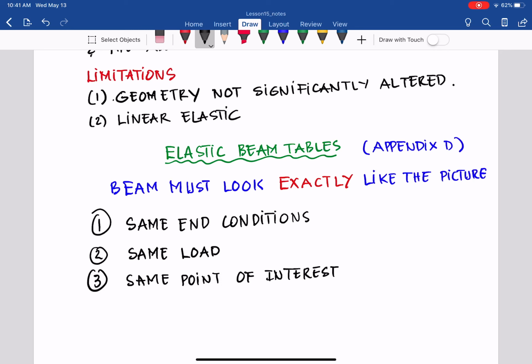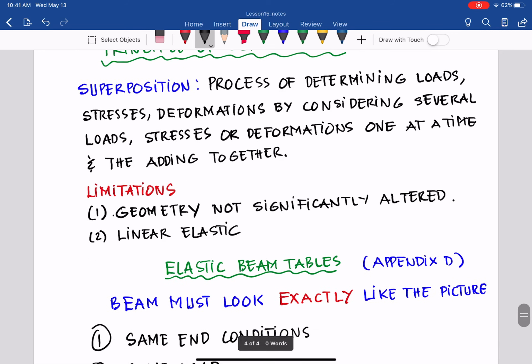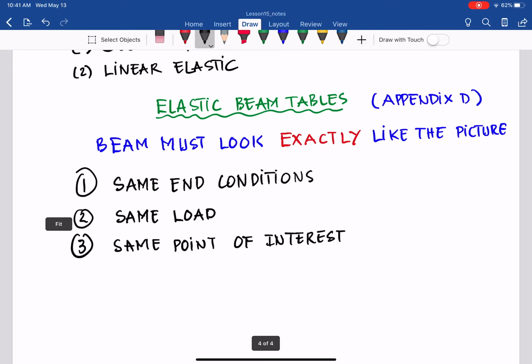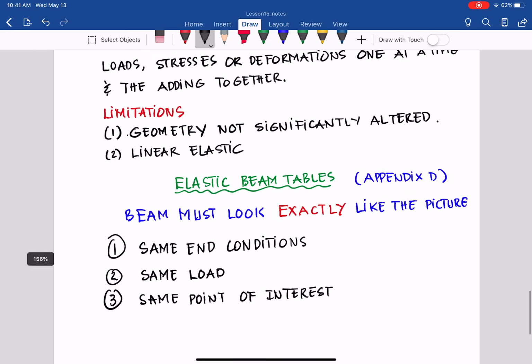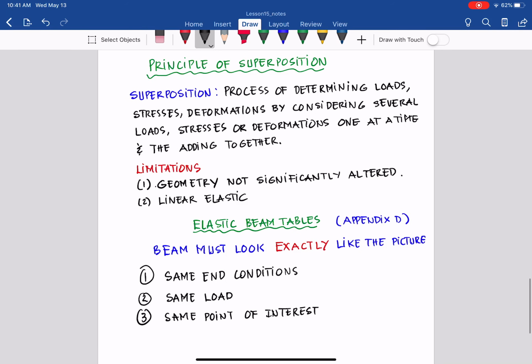And for the next 3 problems, worksheet 15B, C, D, to solve the deflection or to determine the reaction for an indeterminate beam, we must use Appendix D with the conditions that I just showed here, and apply the process called superposition to solve.